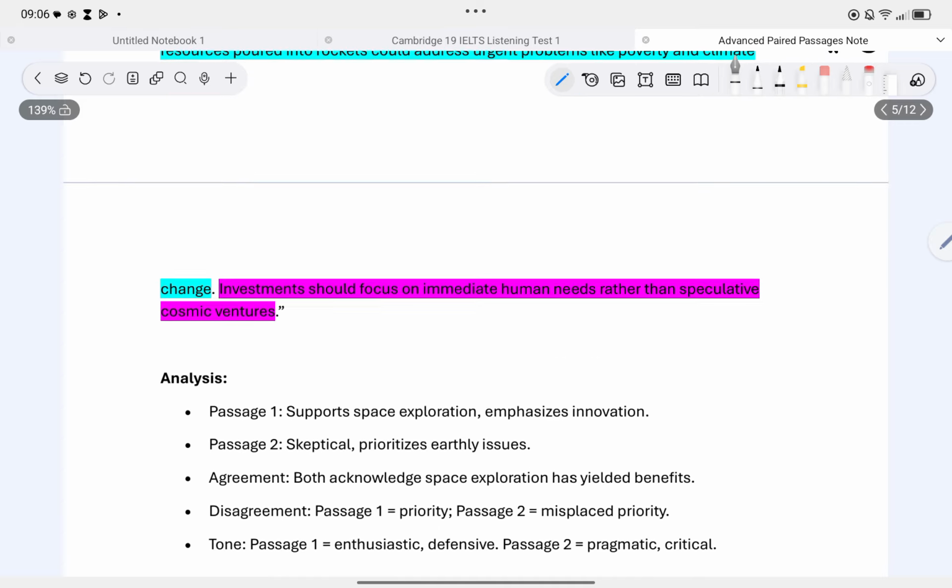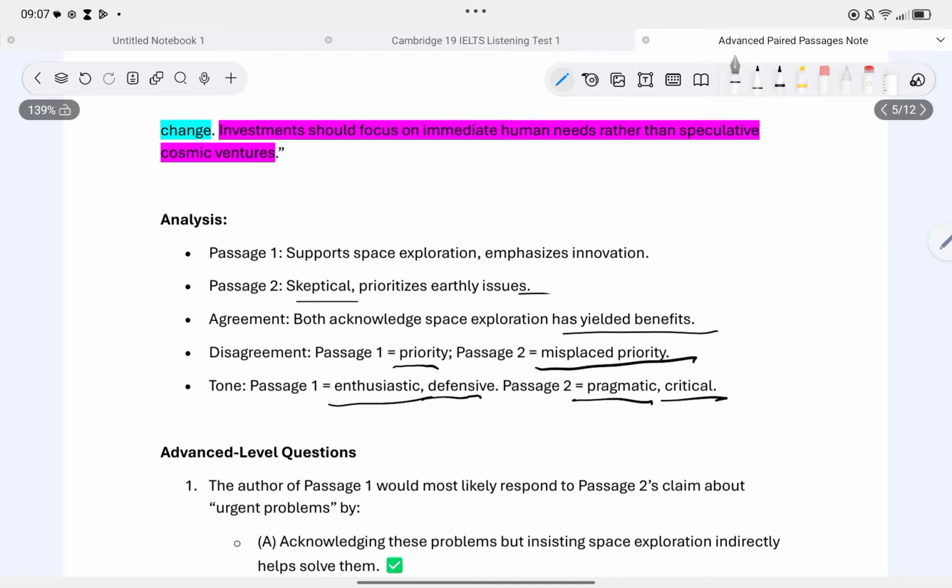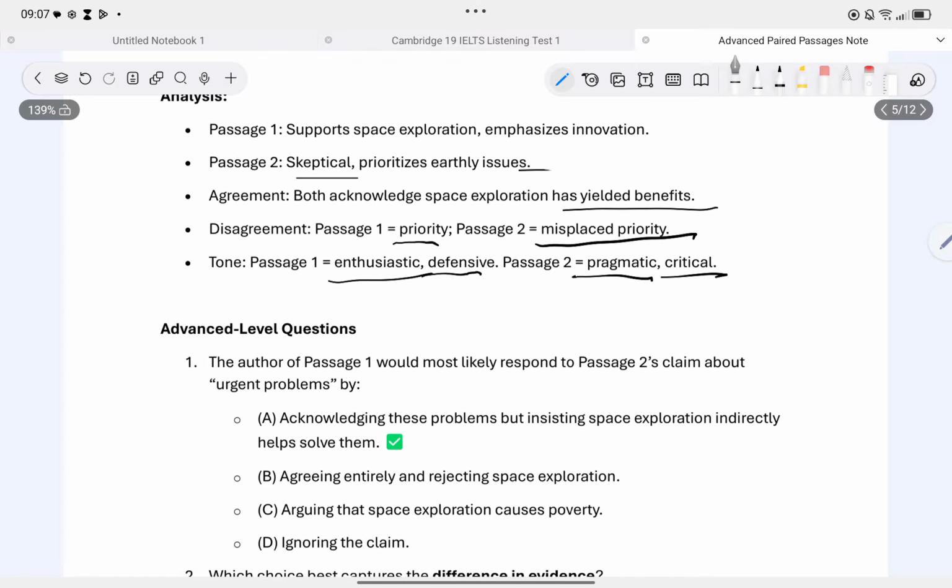Now let's analyze. Passage 1 supports space exploration, emphasizes innovation. Passage 2 is skeptical and prioritizes earthly issues. They both agree that space exploration has yielded benefits. They disagree. One says that space exploration is a priority, the other says it is a misplaced priority. So the tone, one is enthusiastic, defensive, one is pragmatic and critical. All right, let's answer some questions. The answers have been ticked already, and you have your own classwork.